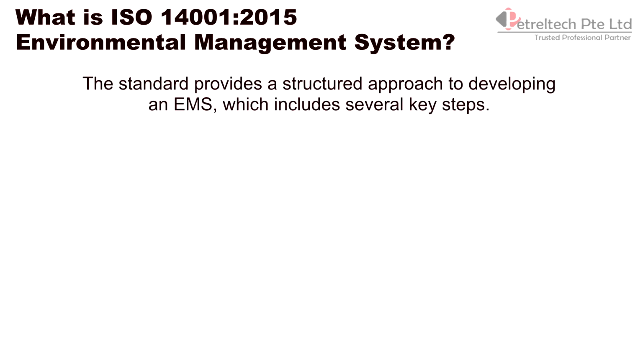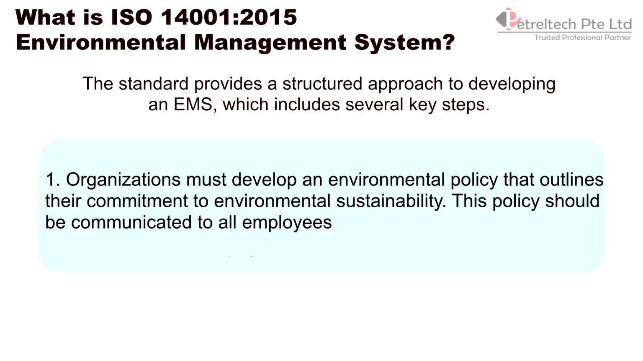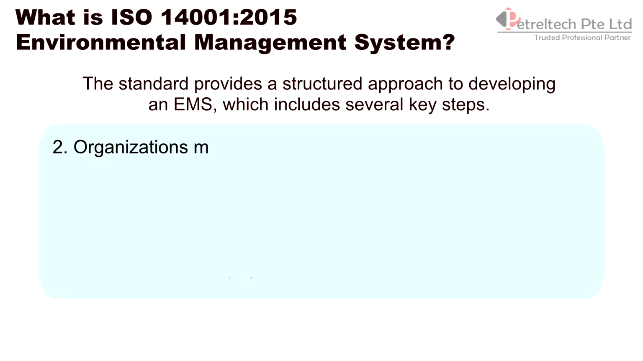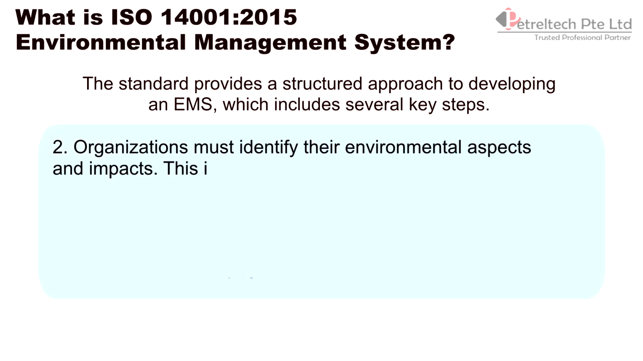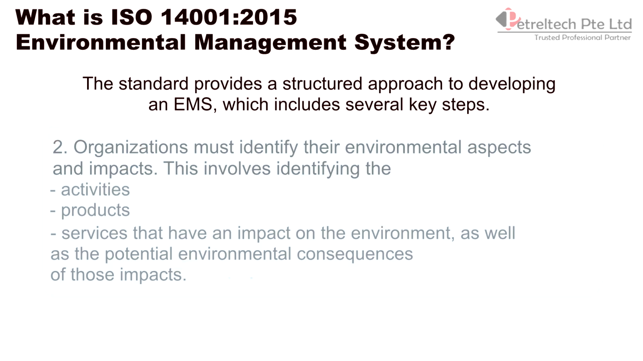Here is the standard that provides a structured approach to develop an EMS, which includes several key steps. 1. Organizations must develop an environmental policy that outlines their commitment to environmental sustainability. This policy should be communicated to all employees and stakeholders. 2. Organizations must identify their environmental aspects and impacts. This involves identifying the activities, products, and services that have an impact on the environment, as well as the potential environmental consequences of those impacts.